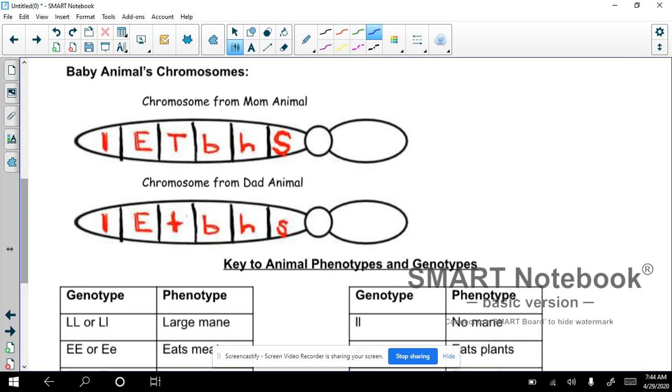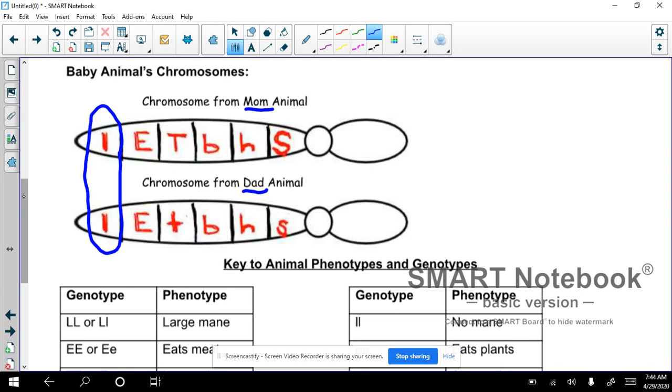Now, remember, chromosomes always come in pairs. So this one came from the mom and this one came from the dad, and we're trying to figure out what the baby looks like. I'm going to start, and I'm going to just do one example with you guys. I'm going to start with this first set of chromosomes over here. So it looks like I have letters, so that probably looks to be like the letter L, maybe lowercase l's.